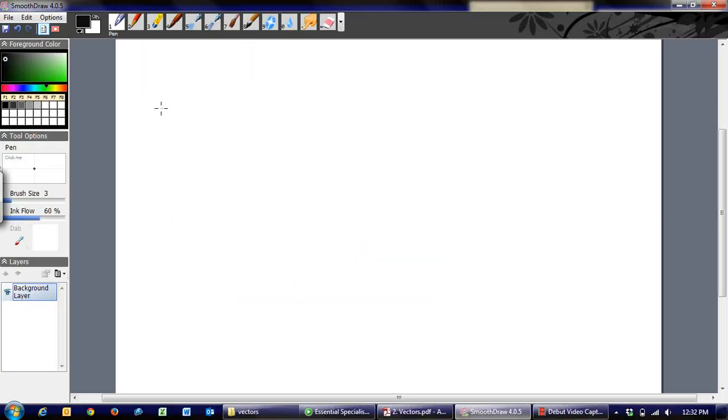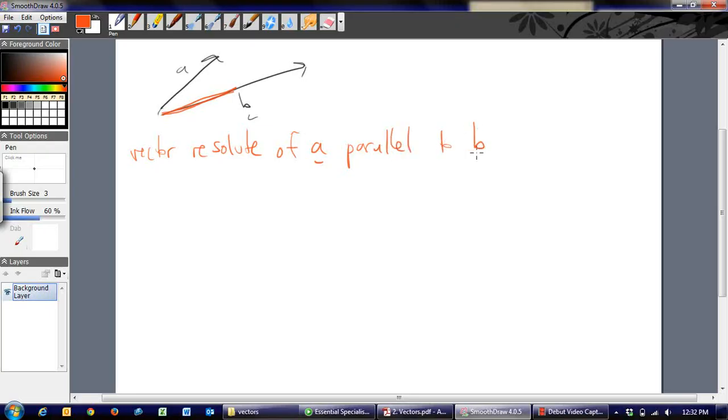Okay, so here we go. You have A and you have B. I'll quickly do it again to make sure. I swear I chose red. And you have this here, which is your parallel component. What we call it is the vector resolute of A parallel to B. So that's this red part here, the component of A which is parallel to B.